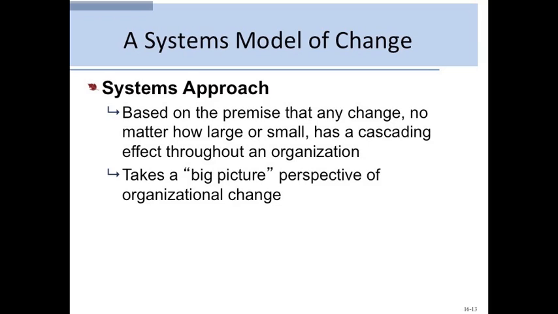Well, if you recall when we did chapter 15, we spoke about an organization being part of an open system. And we can also use a system approach when we talk about change. In a system approach, it's assuming that any change, no matter how large or small, has some type of cascading effect on the organization. Because the organization is made up of all these different subsystems, change in any part of the system is likely to have some impact on other parts of the organization.